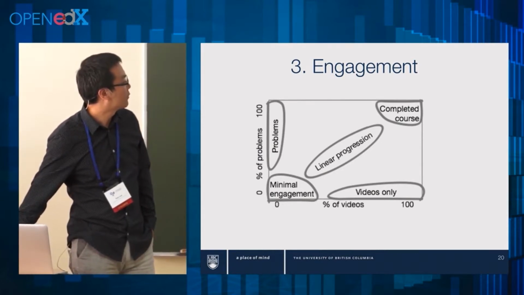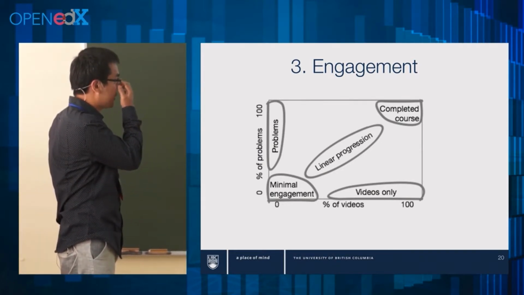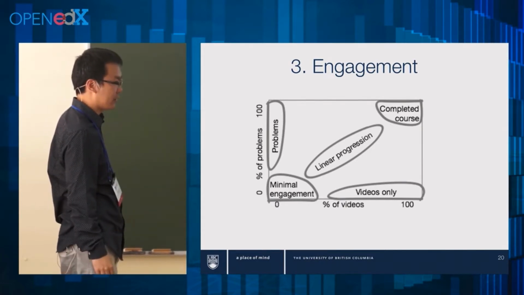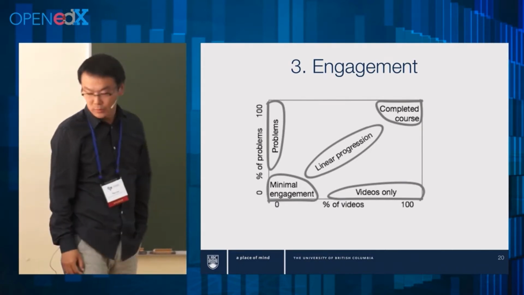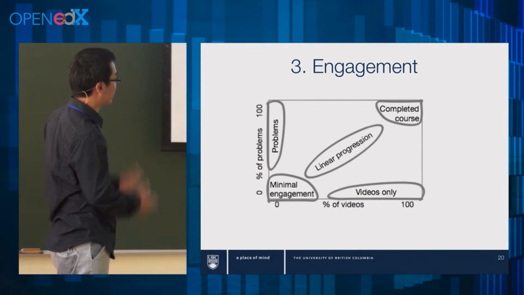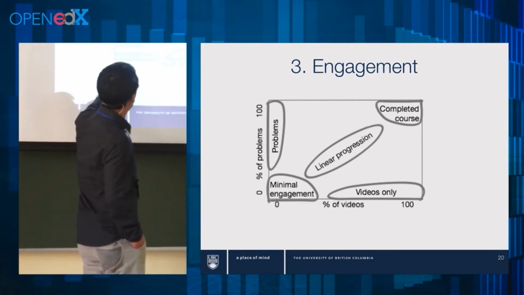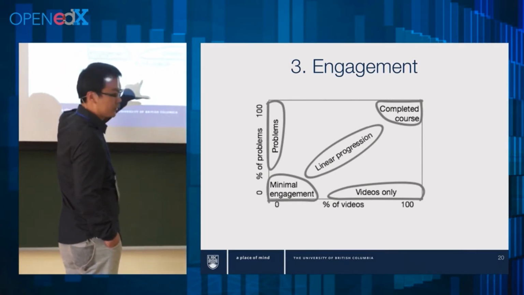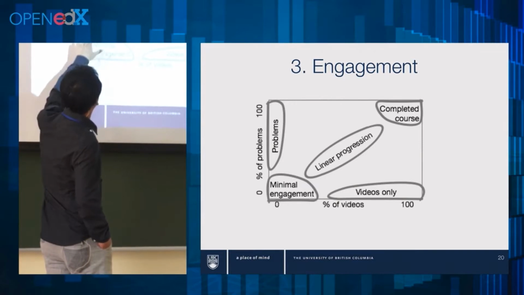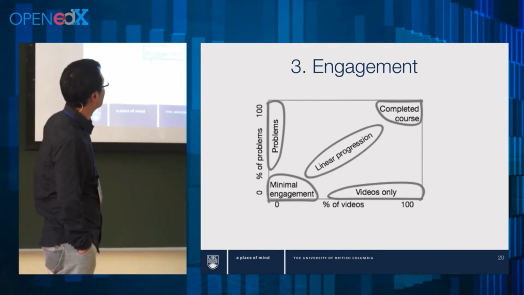So this is another chart showing the student engagement. It's like a heat map, so it has several areas we can focus on. The horizontal axis is the number of videos they watched, and the vertical axis is the percentage of the problems they've tried.